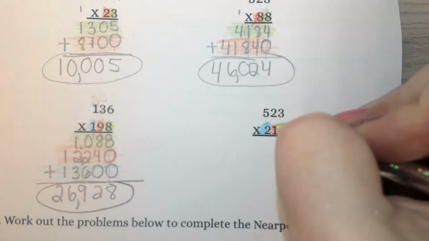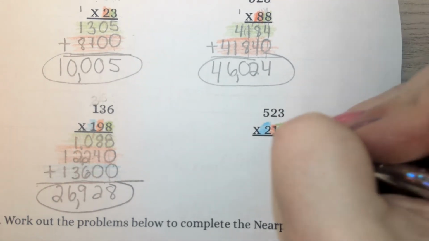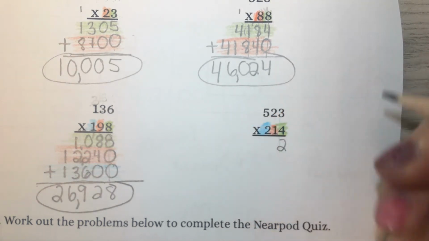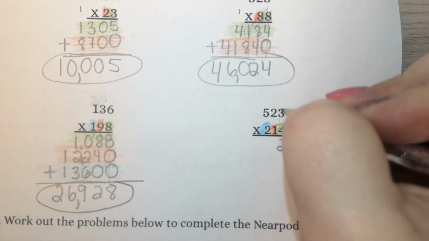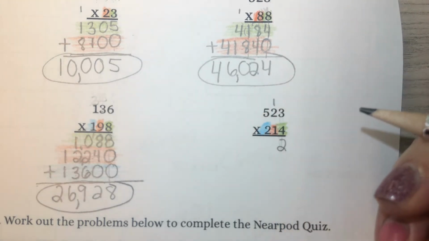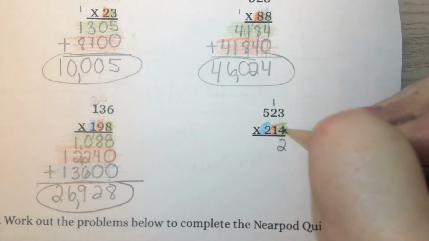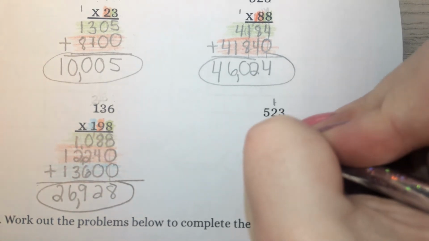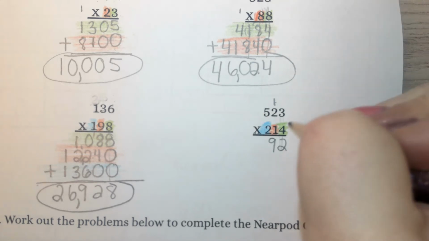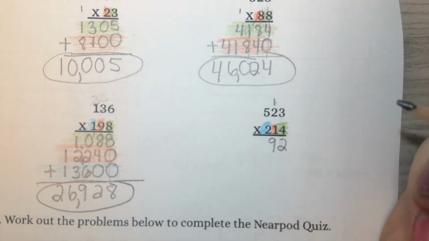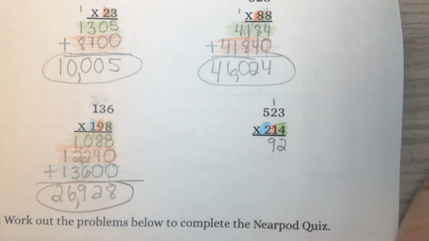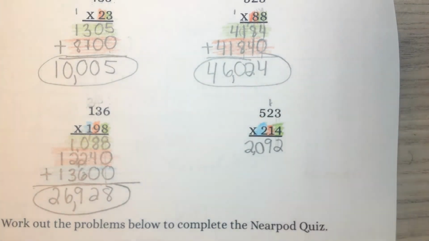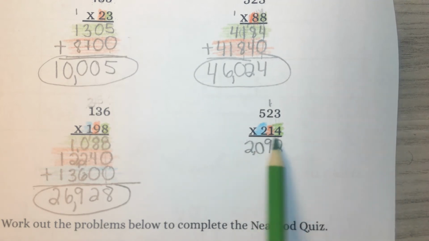Okay, so 4 times 3 is 12. I'm only filling in the first spot because I'm going straight down here, right? So since it's 12, I have to carry that 1. I'm going to have to add it in later. 4 times 2 is 8, plus that 1 I carried over, which is 9. 4 times 5 is 20. I don't have to carry anything because there's nothing else to do. So I'm just going to put down my 20. And then I'm going to color this green.